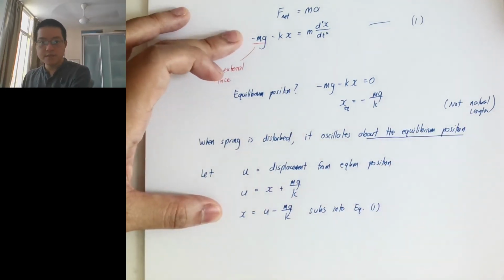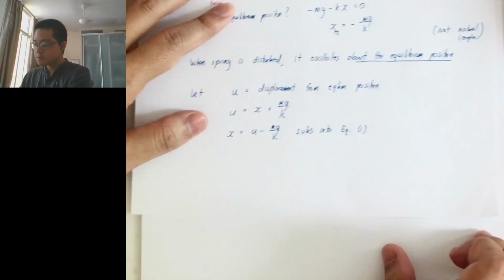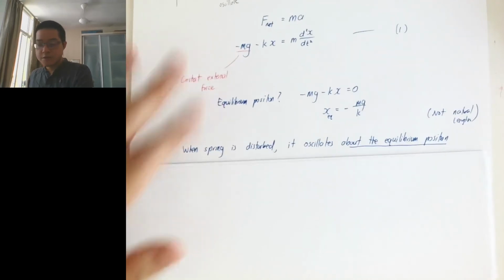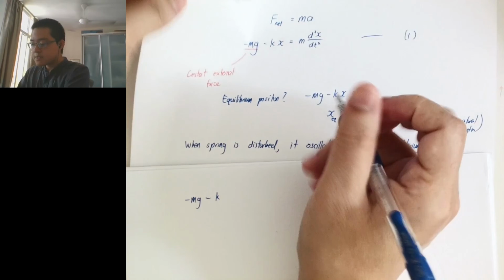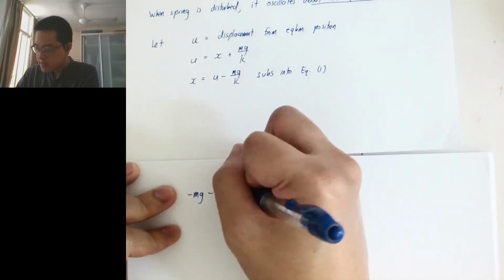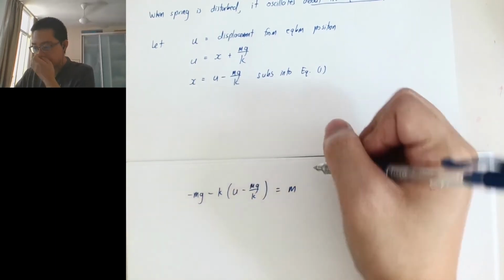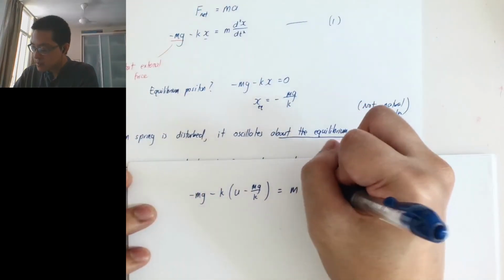Right? So if I put this into equation 1, let's see what happens. If I substitute this into equation 1, so what's my equation 1? My equation 1 is minus mg minus k times x. So the x, I substitute here. So x is u minus mg over k. And then this is m, and then this is dx dt. Right? So this is dx dt.